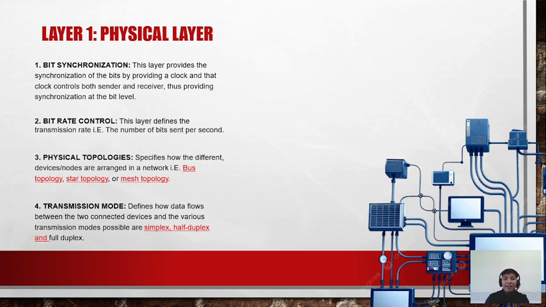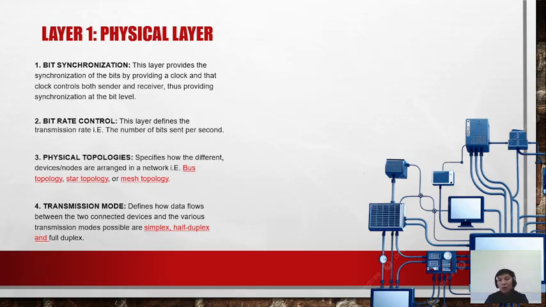And the physical layer defines how devices are physically connected through network topologies such as bus, star, or mesh, which describe the layout of connections between devices. It also determines the transmission mode, or how data flows between devices.